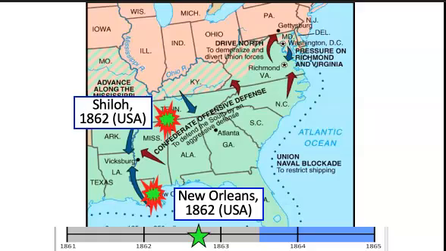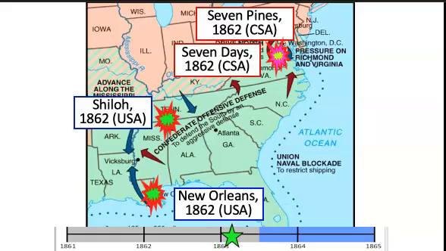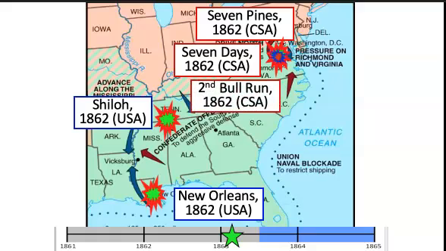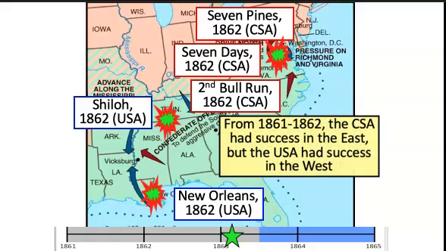But in the same year, in 1862, the Confederacy also wins the battle at Seven Pines. And they're able to win a battle right outside of Richmond called the Battle of the 7 Days in 1862. And then they follow that up with another victory, what's called Second Bull Run as well. So generally, between 1861 and 1862, the Confederacy had success in the East, but the North, the U.S., had success in the West.